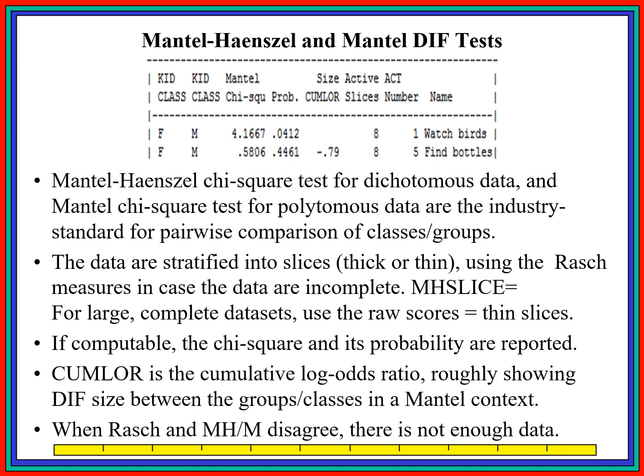Here we see the same paired comparison between males and females done using the conventional and widely accepted DIF tests called Mantel-Haenszel for dichotomous data and Mantel for polytomous data. We can see here that the comparison produces a chi-square statistic and the probability of that chi-square.